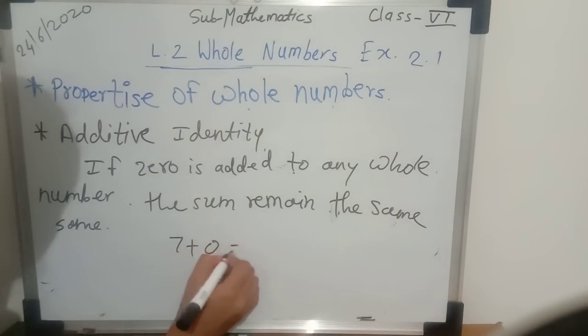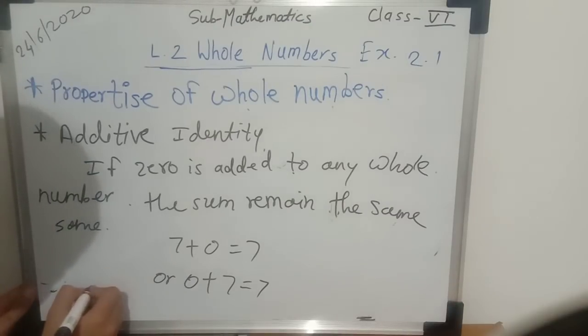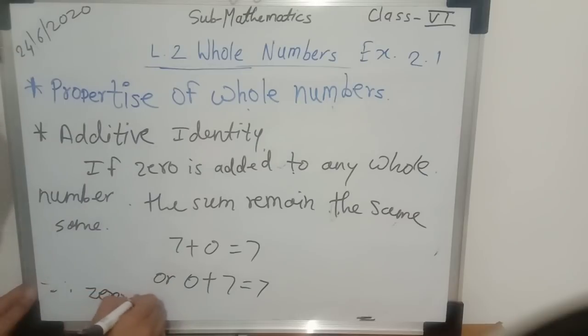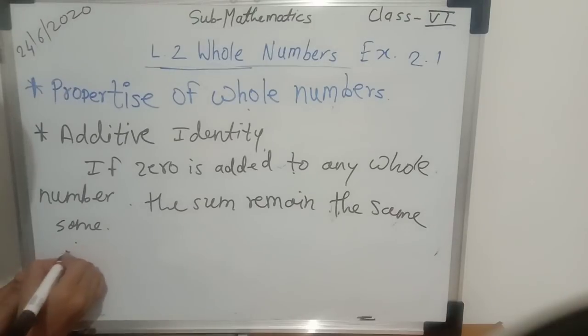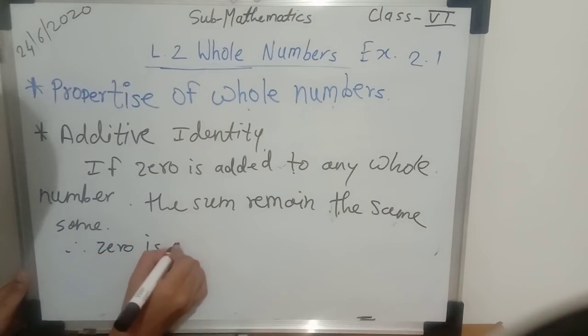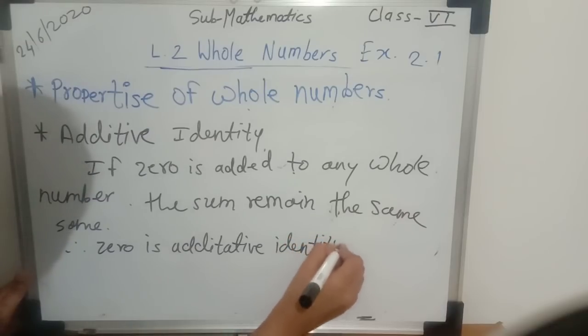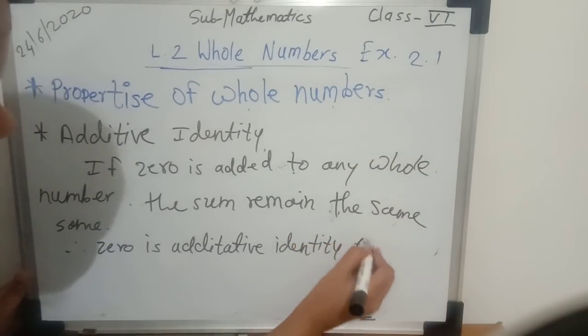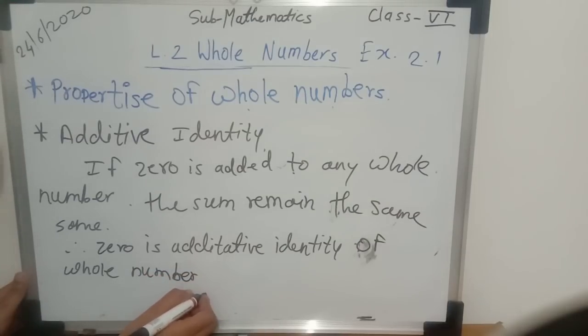For example, 7 plus 0 is equal to 7, or 0 plus 7 is also 7. So here, when you are adding, remember 0 is the additive identity. Okay, I'll rub this one. Therefore 0 is the additive identity of whole numbers. Just now we have seen if we are adding 0 to any number, we get the same number.